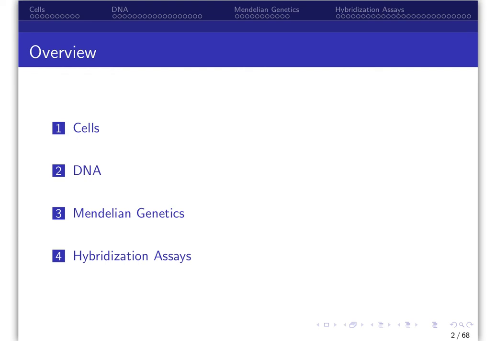Specifically, I will describe cells, DNA, including the central dogma of molecular biology, a brief overview of Mendelian genetics, and that will provide the necessary background to then introduce hybridization assays, which are used in genomic studies.